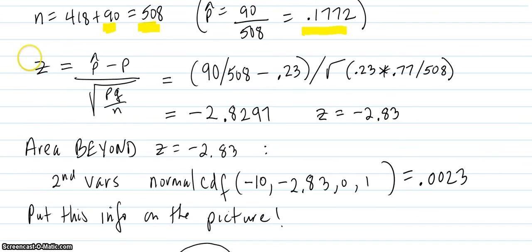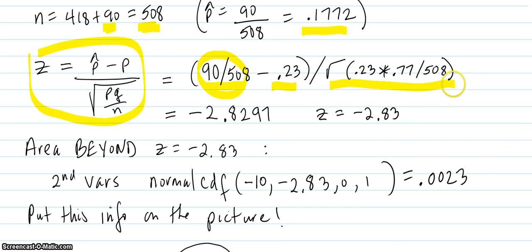So we put our z formula together here. We calculated being careful about our parentheses, preserving the accuracy of the original fraction, not rounding that off. And we get this outcome for the z, which we round off to 2 places at the end there, negative 2.83. Now we're going to find the area beyond that.